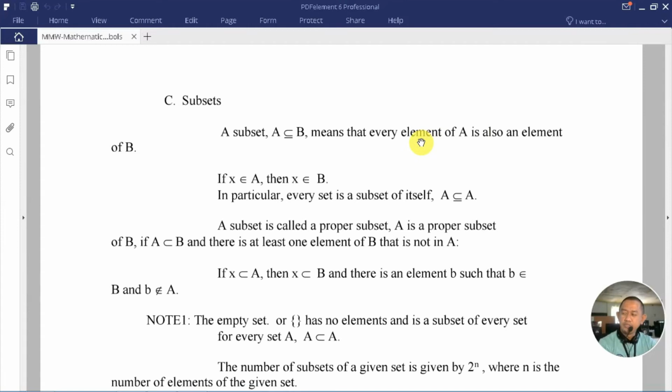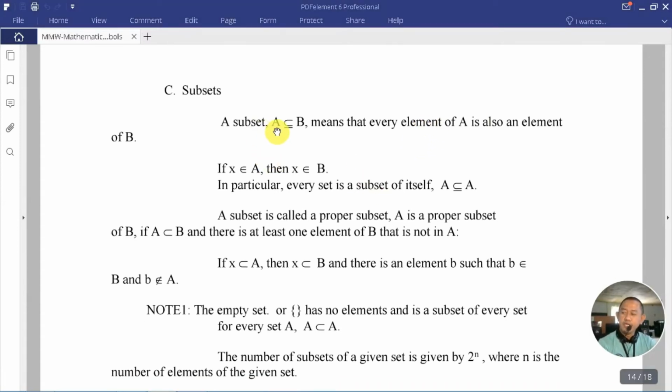Okay, continuing with our lesson, we have subsets. A is a subset of B means that every element of A is also an element of B. This is the symbol for subset. The one without the underline at the bottom is the proper subset, so you can differentiate them, the strict or proper subset. If x is an element of set A, then x is an element of set B. In particular, every set is a subset of itself.